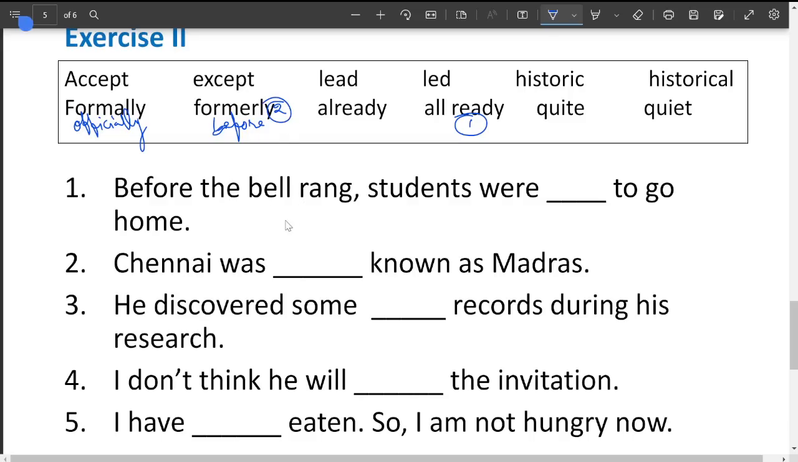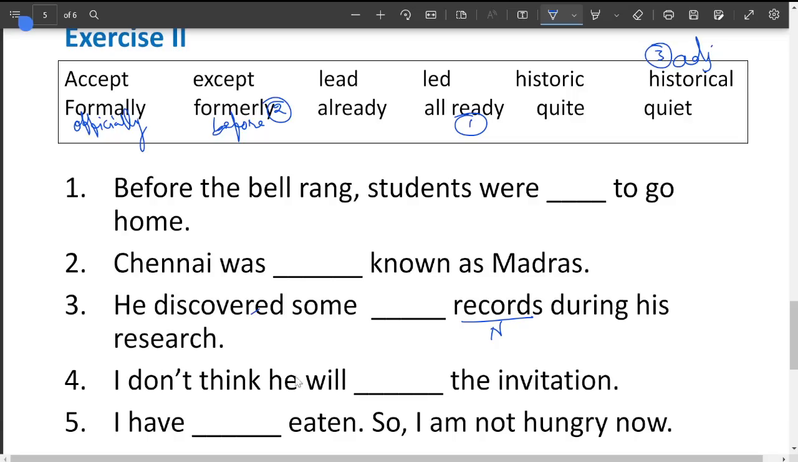Next, he discovered some dash recordings during his research. He discovered some dash recordings. What can be used here? Historic or historical? What can be used? Records is the noun form. You need an adjective. The adjective is historical. So the third one is historical.